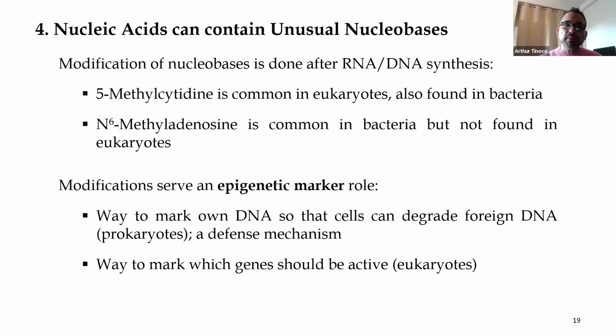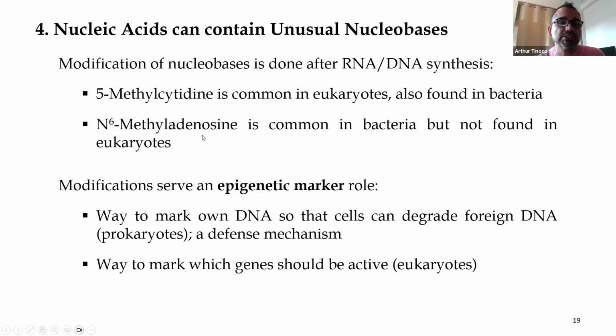So, as we mentioned with regards to proteins and their building blocks, amino acids, there are 20 common amino acids, and then there are unusual forms. So that's also true for nucleic acids. Modification of nucleobases can occur, and that occurs after RNA and DNA synthesis. As an example, you have 5-methylcytidine, common in eukaryotes, also found in bacteria. N6-methyladenosine is common in bacteria, but not found in eukaryotes.